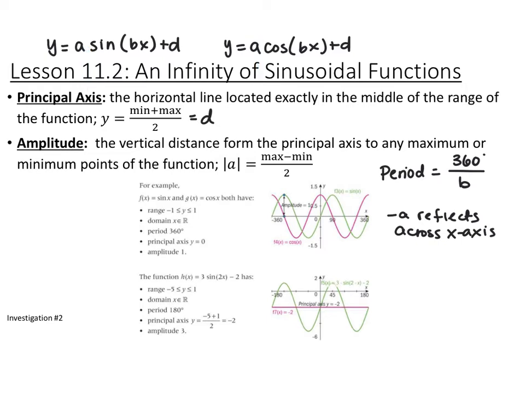If it's negative, that just reflects it across the x-axis. So instead of sine starting at equilibrium and increasing, it'll start at equilibrium and decrease. Instead of cosine starting at its maximum, it'll start at its minimum. And then the period is 360 degrees divided by whatever's being multiplied by x, because that is how much faster or slower the sine function is going. So it's 360 degrees divided by b.